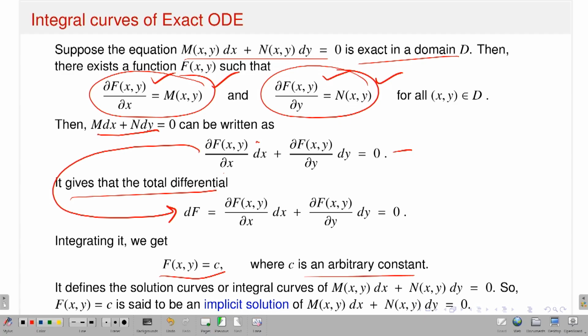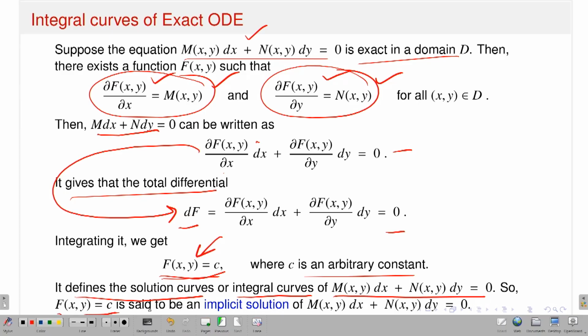constant. Okay. So if I have an equation M dx plus N dy is equal to 0 and it is given that it is exact in a domain, that means you will have the existence of capital F such that d of f is 0, and therefore if I integrate it, I will have a solution f of x y is equal to c, where c is some arbitrary constant. Now once we have this, it defines a solution curve or integral curves of these equations. What is that integral curve? This is the integral curve, right.